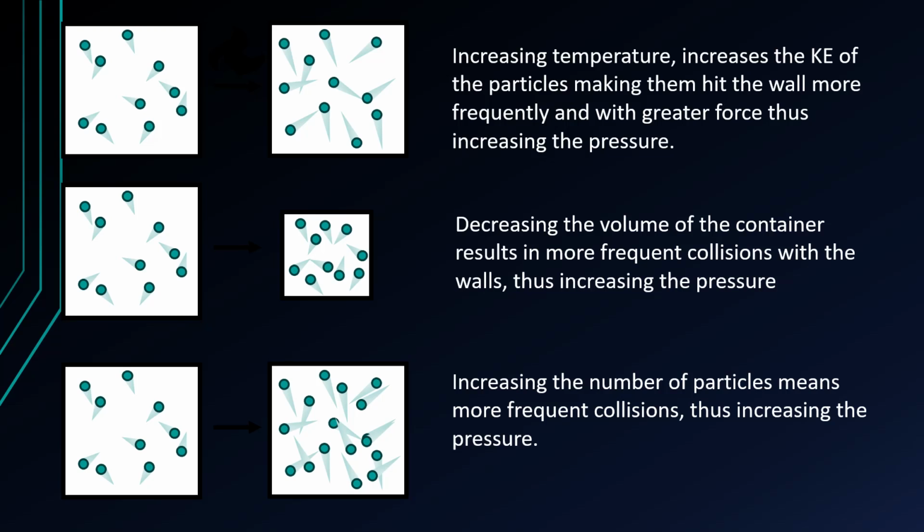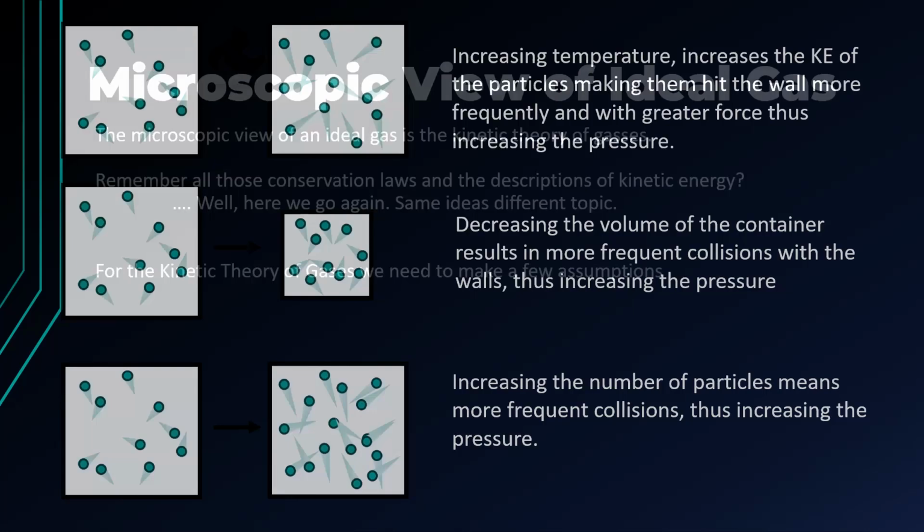Well, what happens if I make the volume smaller but I don't change the temperature? Essentially the same thing, right? If I make the volume of this container smaller but the temperature remains the same, there's less distance for these particles to travel across the box, so they're still going to make more frequent collisions with the walls of the box and thus increase pressure within the container. And increasing the number of particles obviously means the box will experience more frequent collisions, and this will also increase the pressure in the container. And these are all relationships that we can see with the ideal gas law.